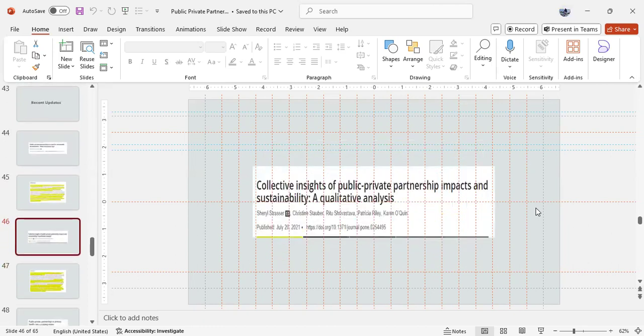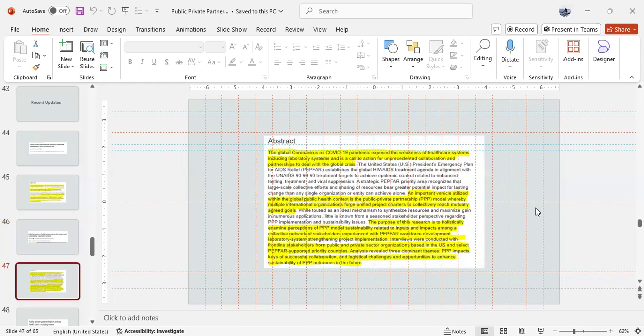Collective Insights of Public-Private Partnership Impacts and Sustainability Equality Analysis. This article was published in 2021, and it says the global coronavirus or COVID-19 pandemic exposed the weakness of the healthcare systems, including laboratory systems, and is a call to action for unprecedented collaboration and partnerships to deal with the global crisis. An important vehicle utilized within the global public health context is the public-private partnership model, whereby multiple international organizations forge unified project charters to collectively reach mutually agreed goals.